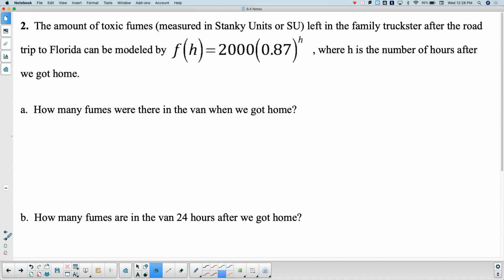Number 2, the amount of toxic fumes measured in Stanky units, or SUs, left in the family truckster after the road trip to Florida can be modeled by the formula F of H equals 2,000 times 0.87 to the H power, where H is the number of hours after we got home. Stanky units. Never heard of them? You need to say it stanky units.